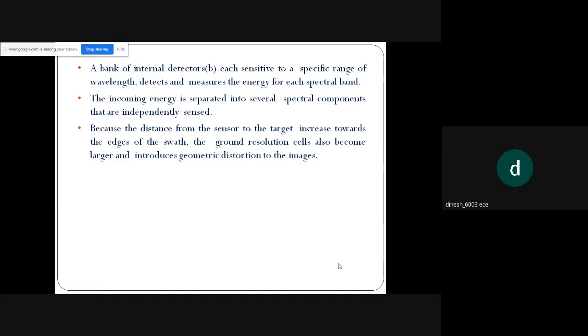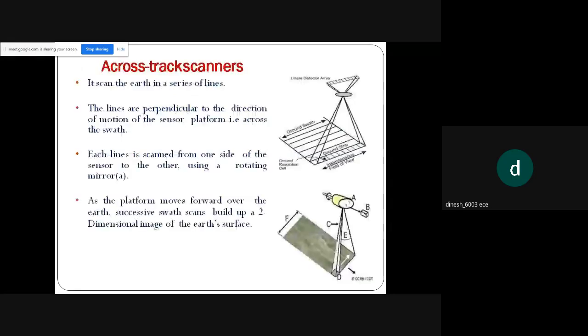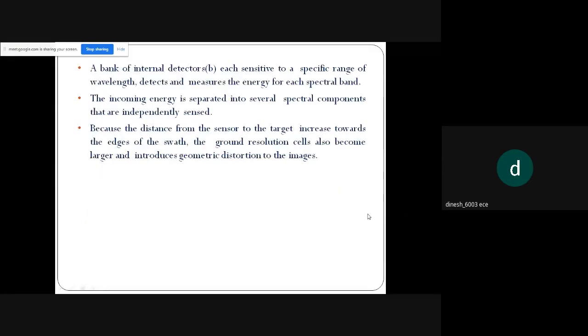Then we have a bank of internal detectors, as said earlier, which is B. You can see here B. This is B. These detectors are sensitive to a specific range of wavelength, and detect and measure the energy for each spectral band. The incoming energy is separated into several spectral components that are independently sensed.